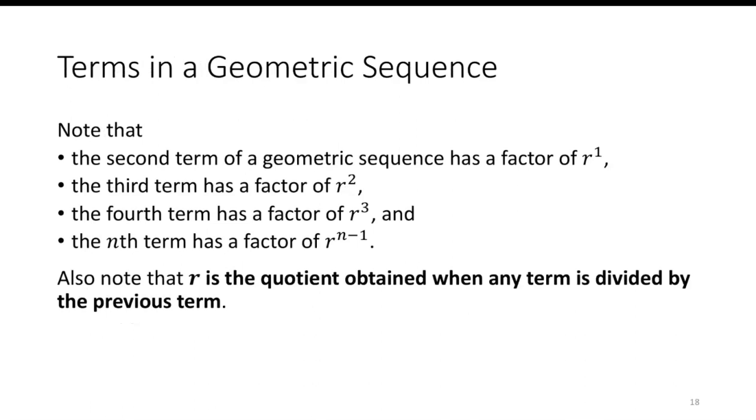So note that the second term has a factor of r to the 1, the third term has a factor of r squared, the fourth term has a factor of r cubed, and whatever your term is will have a factor of r to the n minus 1. So also note that r is a quotient obtained by taking any term and dividing by the previous term.